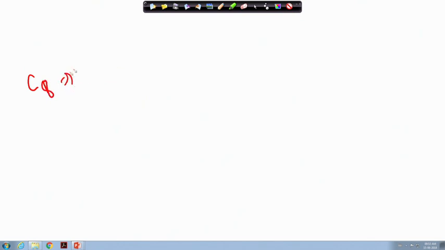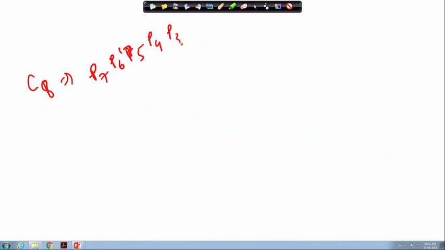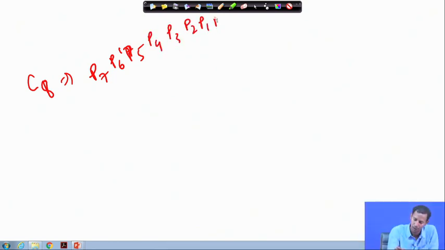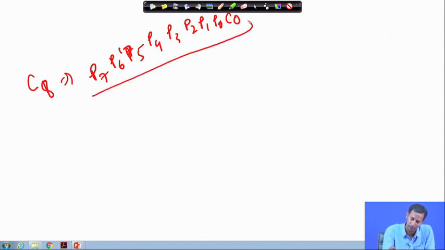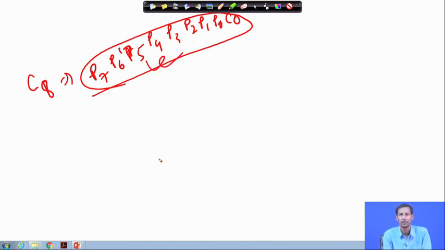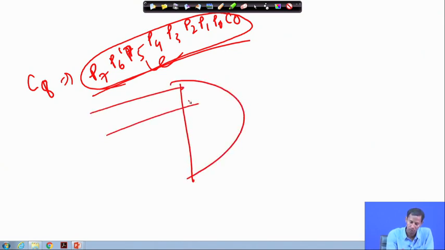So, at that time for C8, it will be something like this: P7, P6, P5, P4, P3, P2, P1, P0 and C0. So, this level will be the last term, and it will increase something like this. To implement this, I need 1, 2, 3, 4, 5, 6, 7, 8, 9.